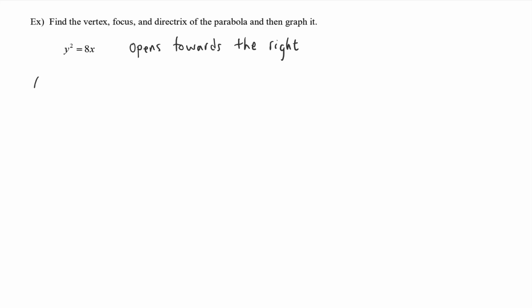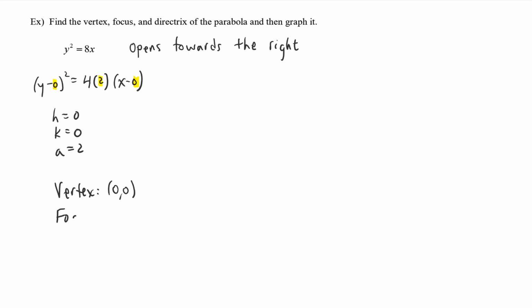Let's write it in the format that we prefer. 8 would be 4 times 2. So we know that h is 0, we know that k is 0, and we know a is 2. Right, so those are all right there. Boom, boom, boom. H, K, and A. So my vertex is 0, 0.